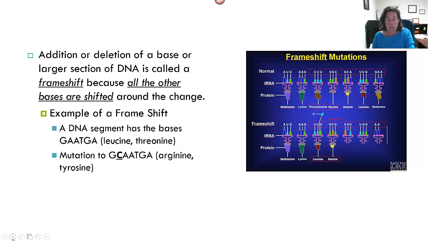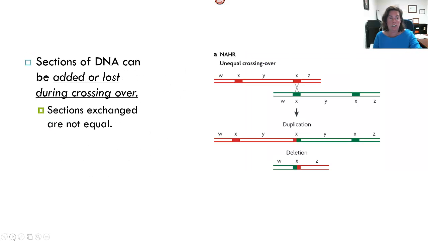Another type of mutation that occurs is when sections of DNA are added or lost during crossing over. The sections of DNA that are exchanged from the chromosome are not equal.